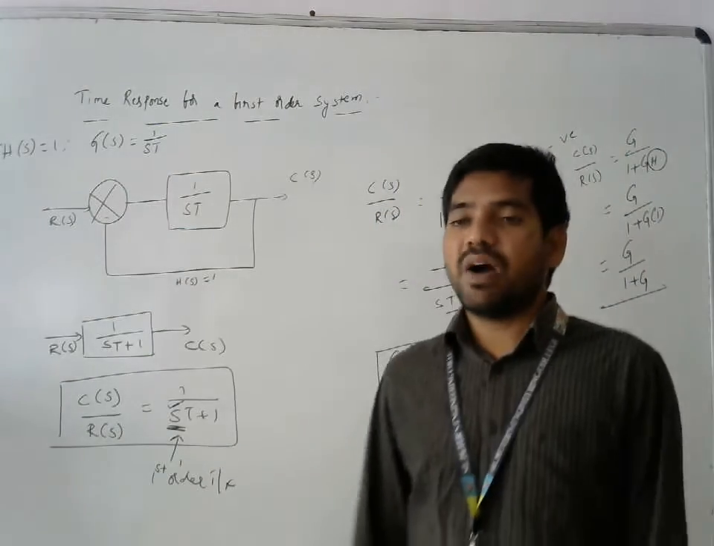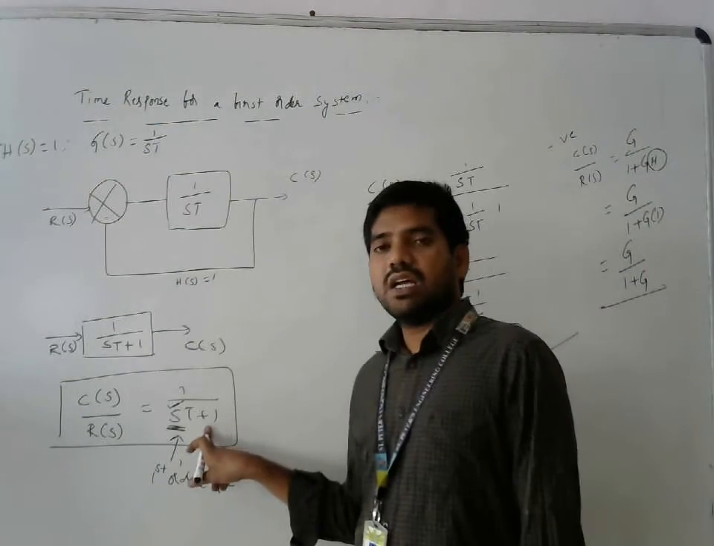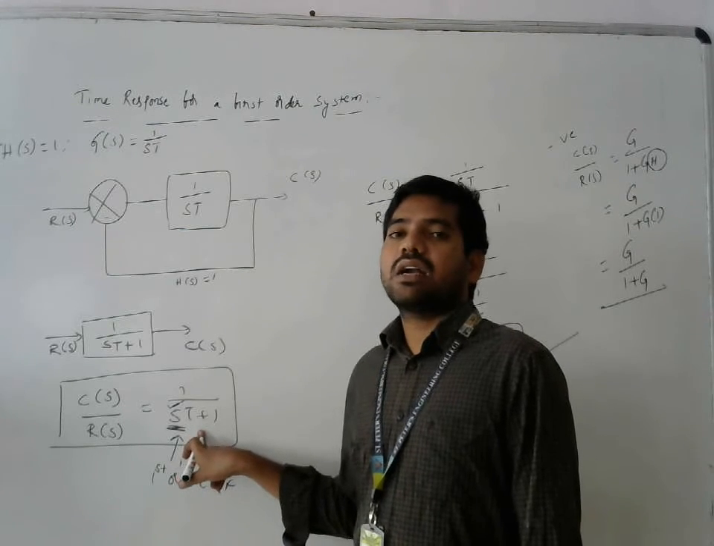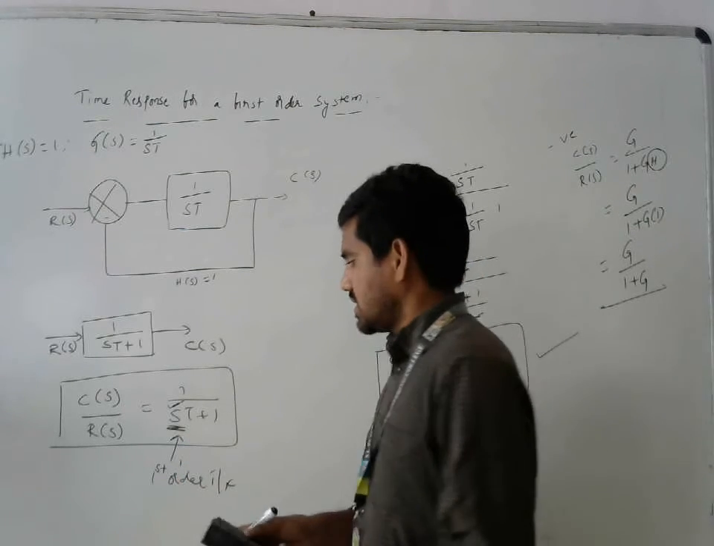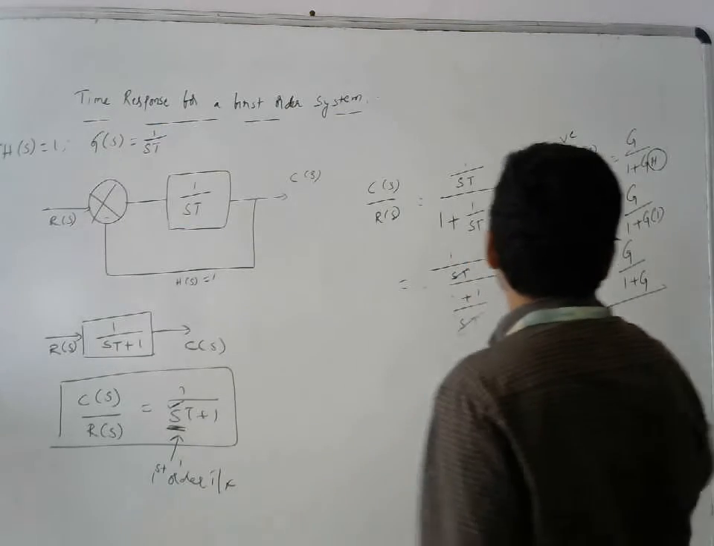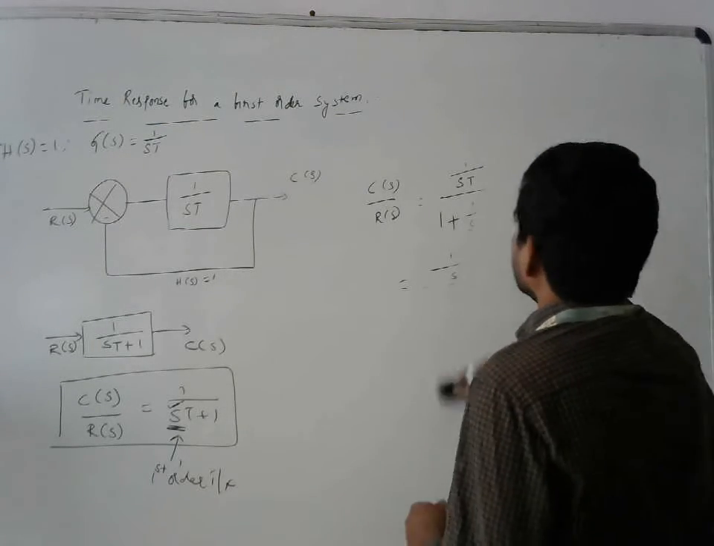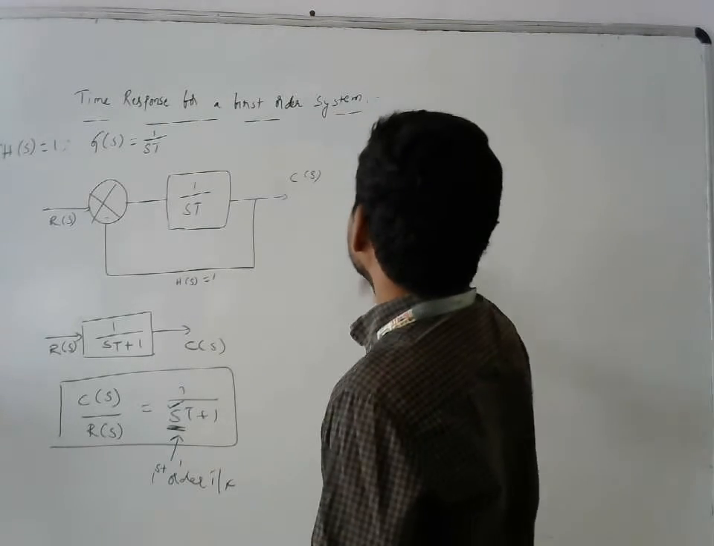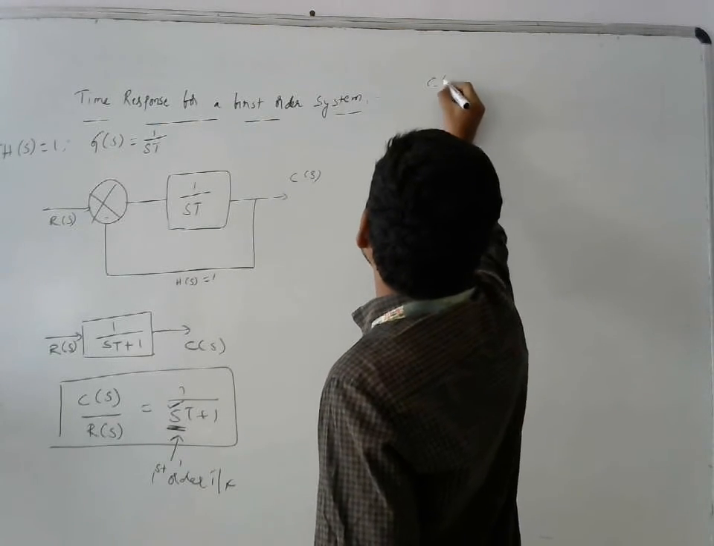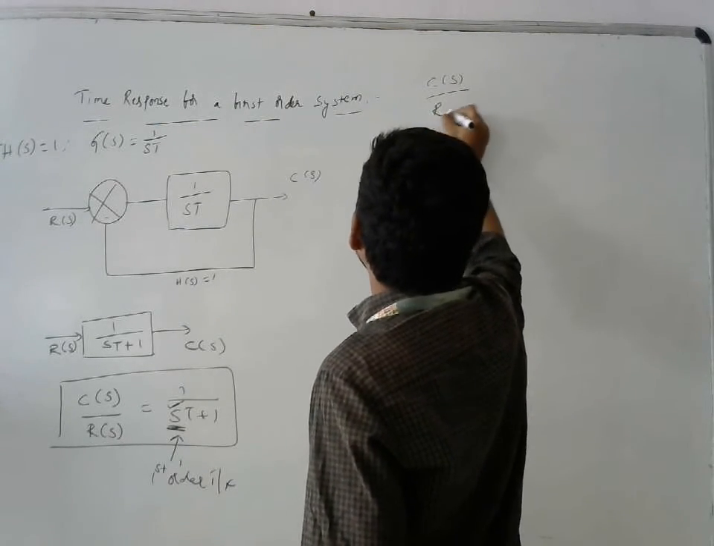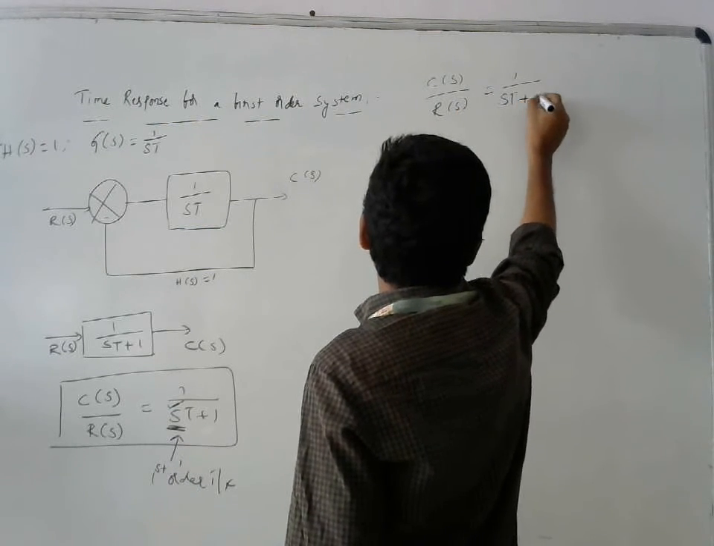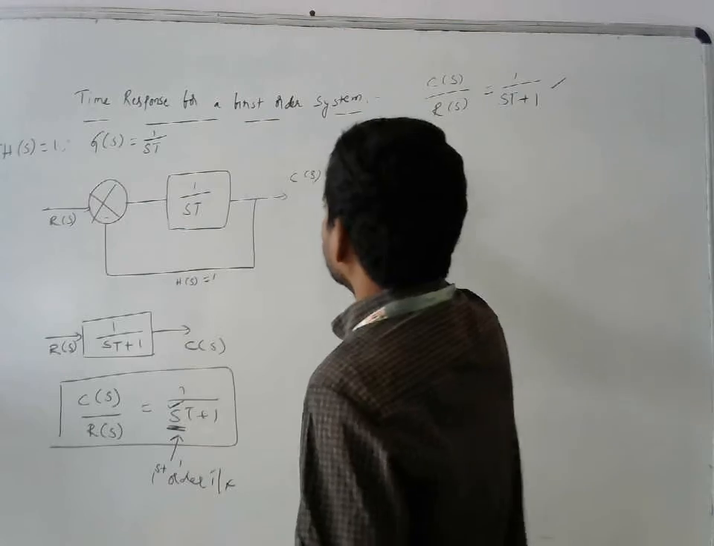The highest power in the denominator of a given transfer function is called the order of the system. Now we have the first order transfer function: C of S by R of S is equal to 1 divided by ST plus 1.